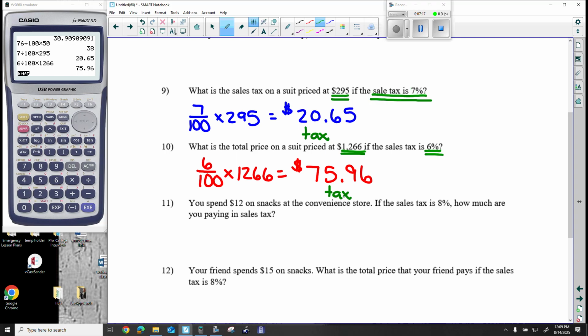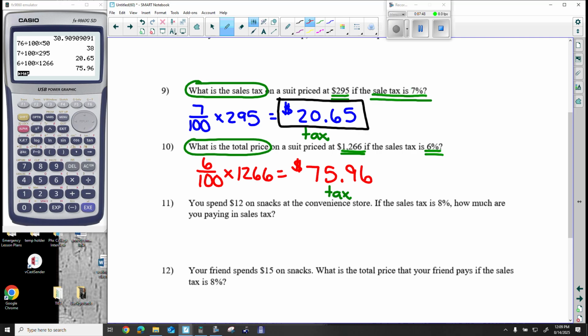So for instance, in number 9, they want to know, what is the sales tax? That is the question. So that, my friends, is the answer. However, in number 10, they want to know, well, what is the total price? The total price is obviously not $75, because you have to pay for the suit and the tax. So again, just coming up with $75.96 isn't good enough.